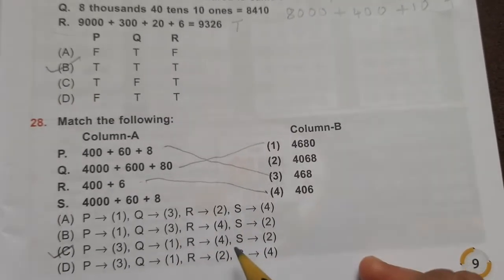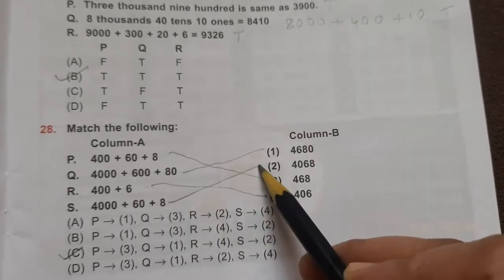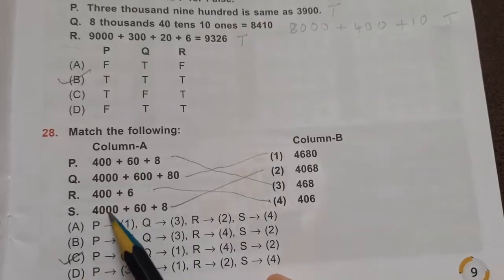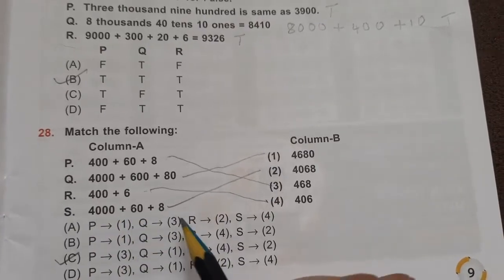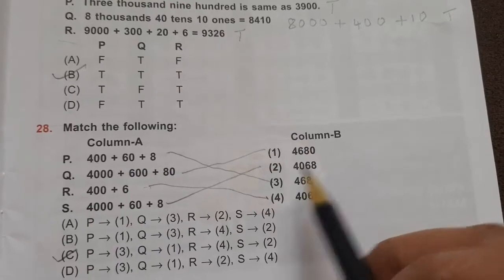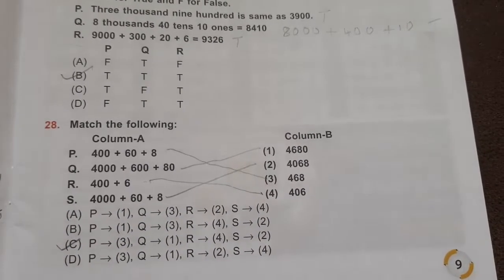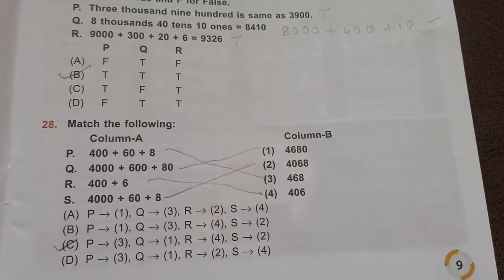However, let us still look at S, whether S goes to 2, and it does. Right? Because 4000 plus 60 plus 8 is 4068. Okay? So please tick option C as the answer in your question paper and transfer to the OMR sheet.